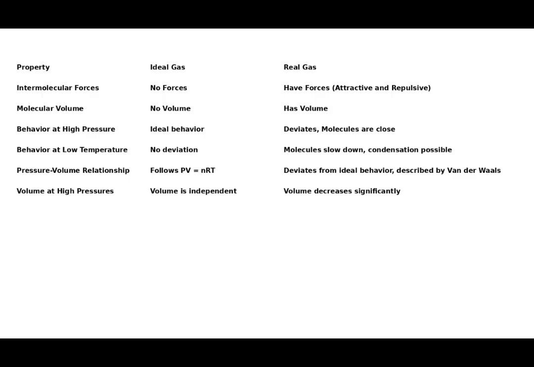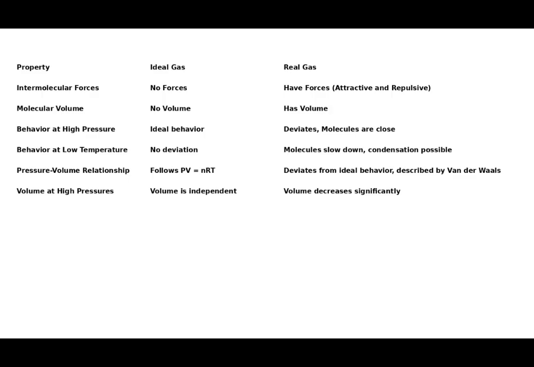6.2. Differences between real gases and ideal gases. The table here summarizes the differences between the two gases using 6 properties, which include intermolecular forces, molecular volume, behavior at high pressure, behavior at low pressure, pressure-volume relationship, and volume at high pressure. Learners and viewers should go through these differences carefully, as these are the modification of the kinetic theory of gases to fit the real gases.